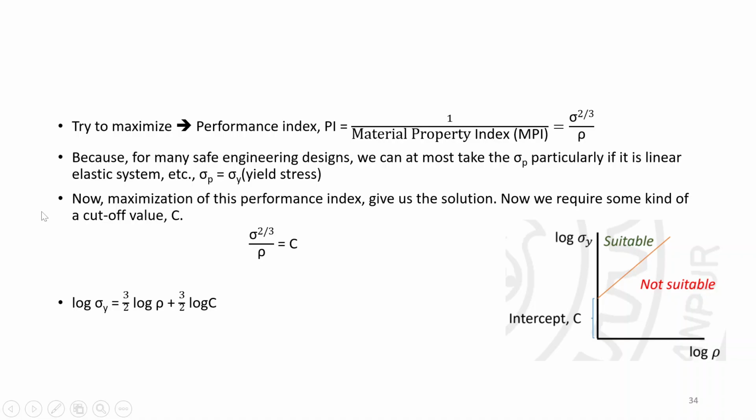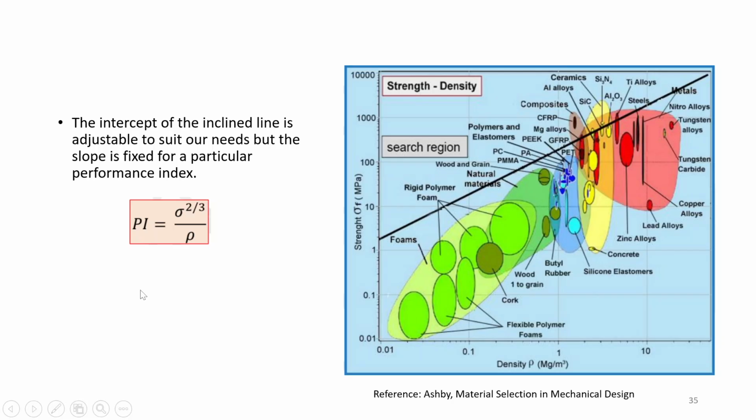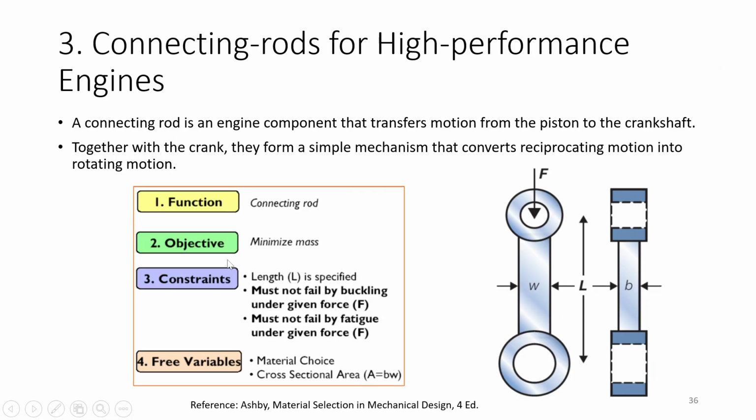Now maximization of this performance index gives us the solution. Now we require some kind of a cutoff value c. Again you can find out the log-log plot and see which are the suitable materials. Here you can change the intercept, but the slope will be the same for a particular performance index.